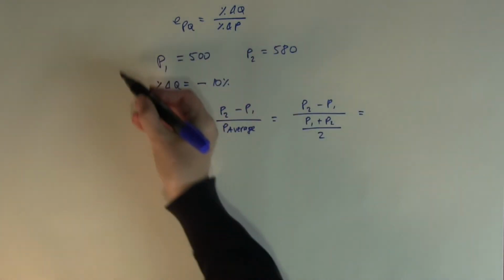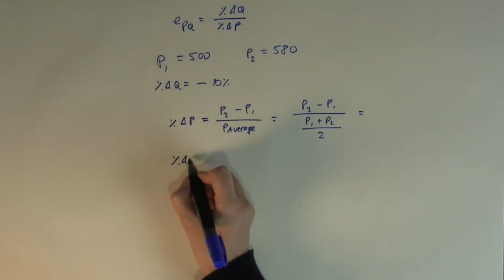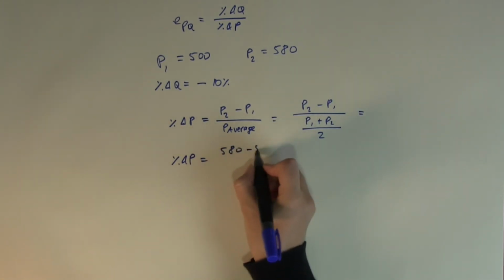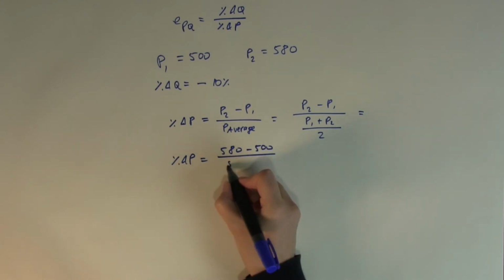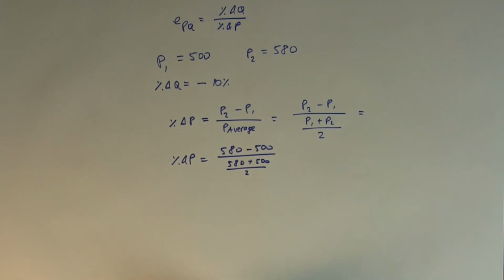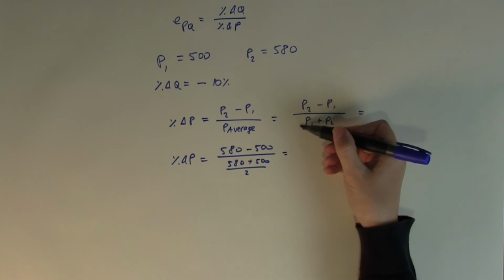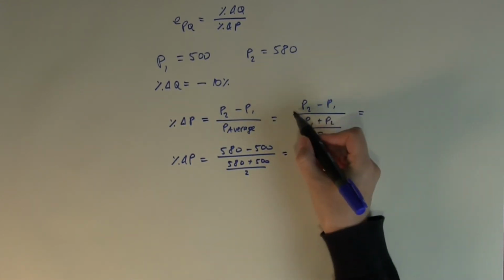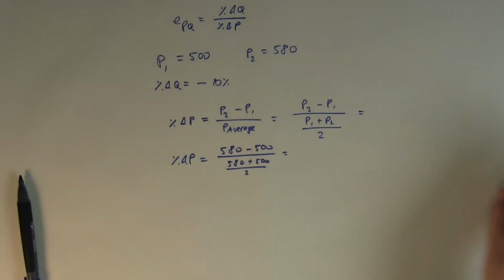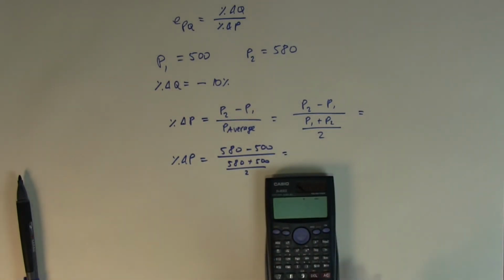So using the exact numbers, the percentage change in price can be calculated as 580 minus 500 over 580 plus 500 divided by 2. Now, here again comes in the usefulness of a scientific calculator. Without a scientific calculator, I would need to calculate the average first, then the difference, and then divide them. But with the scientific calculator, I can just put it all in at once.